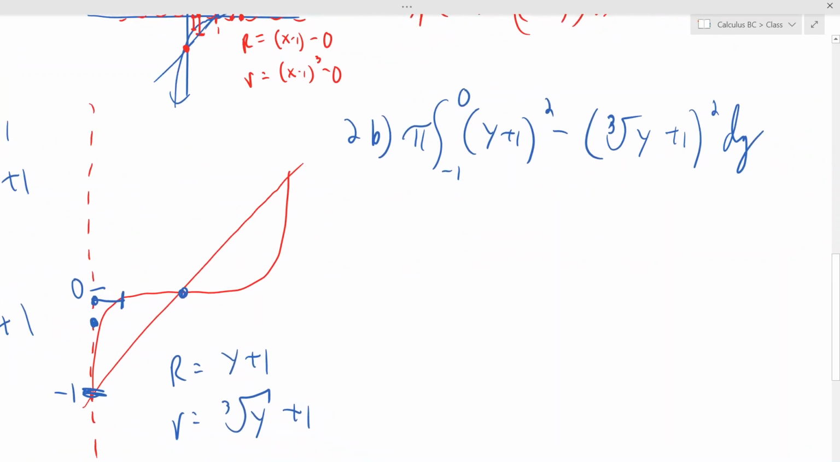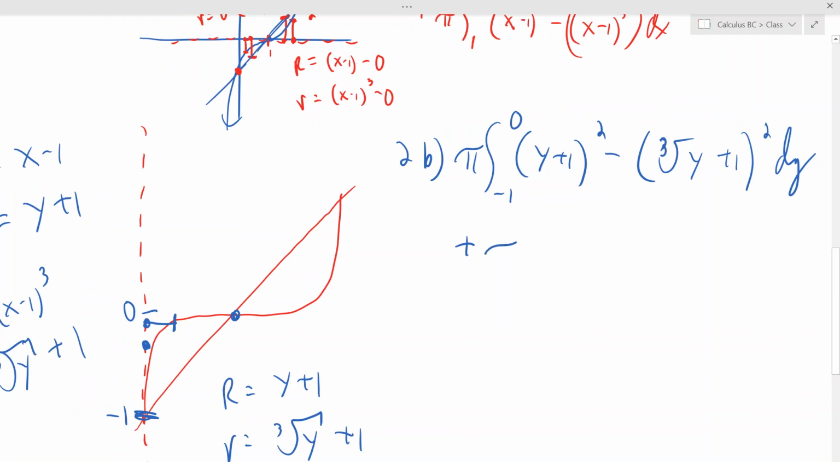That's the first part, plus pi times the integral from 0 to 1, because that's the second part. It goes from 0 to 1. That's this y value up here. And big R is going to be right there. So that's the cubic part, right?